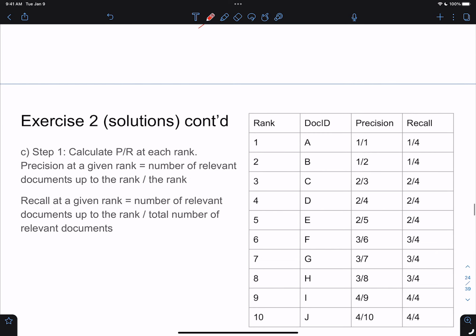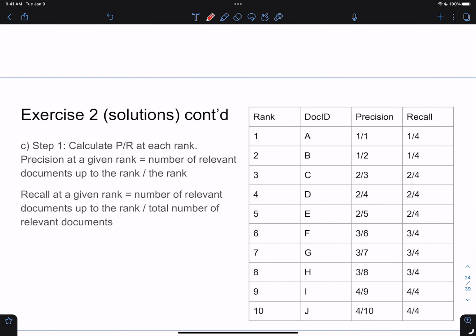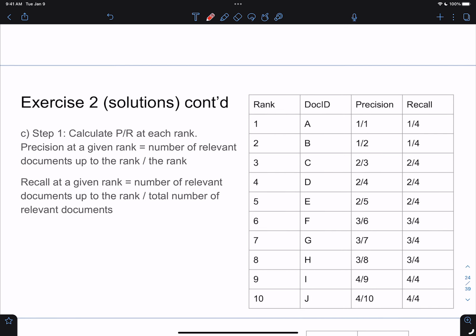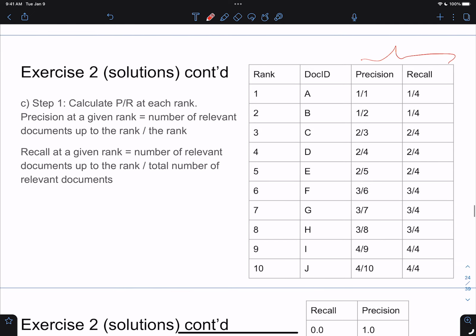Okay, so just as a reminder, precision at a given rank is the number of relevant documents up to the rank divided by the rank. And recall at the given rank is the number of relevant documents up to the rank over the total number of relevant documents. So as shown here, these two columns.